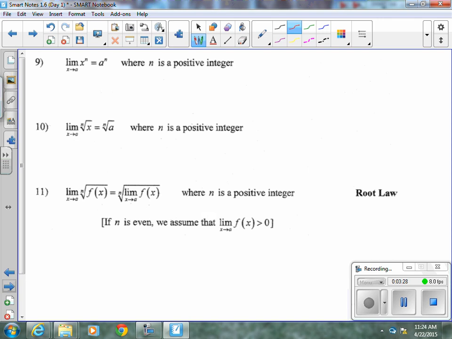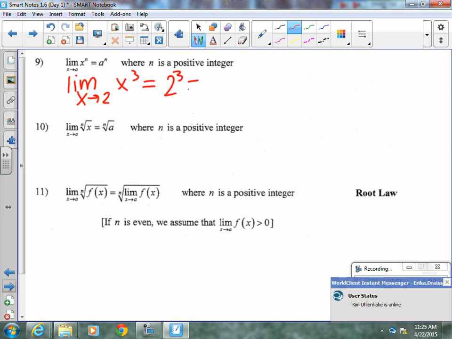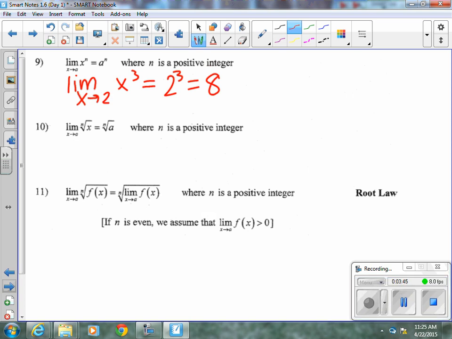The limit as x approaches a of x to the n equals a to the n, which means it's going to equal 2 cubed, or 8. Which is the same thing as plugging those values in, but we give you a rule for it. Is it absolutely necessary? No.